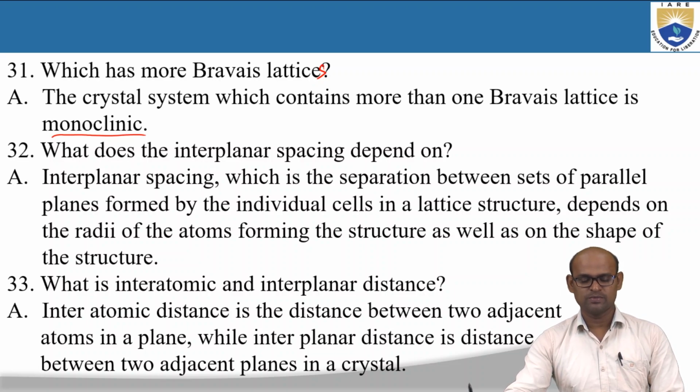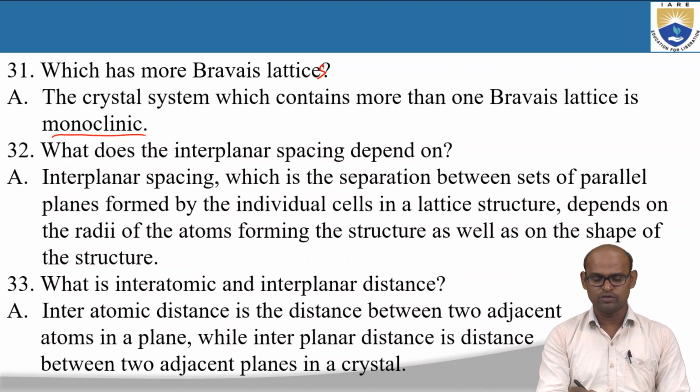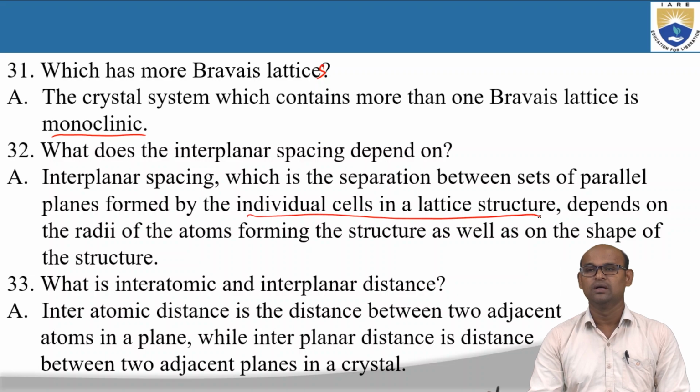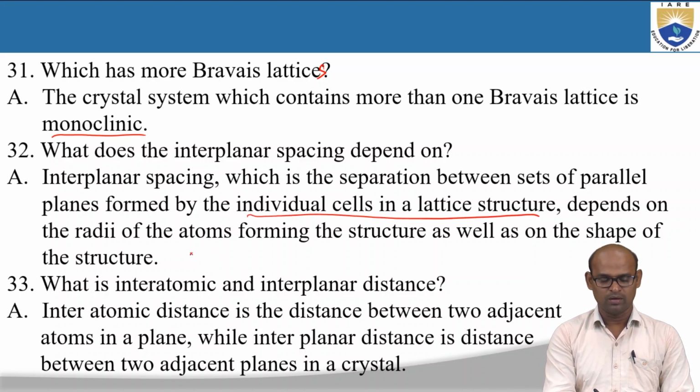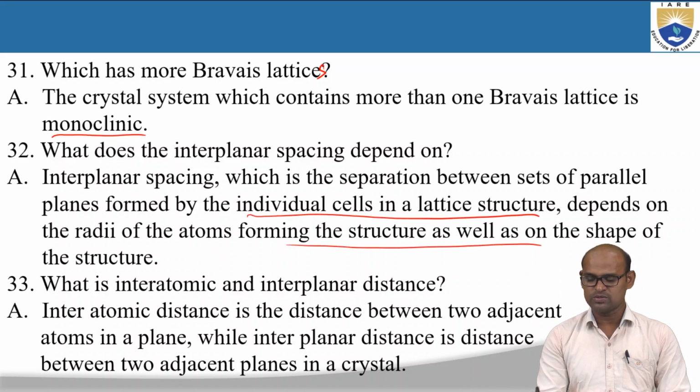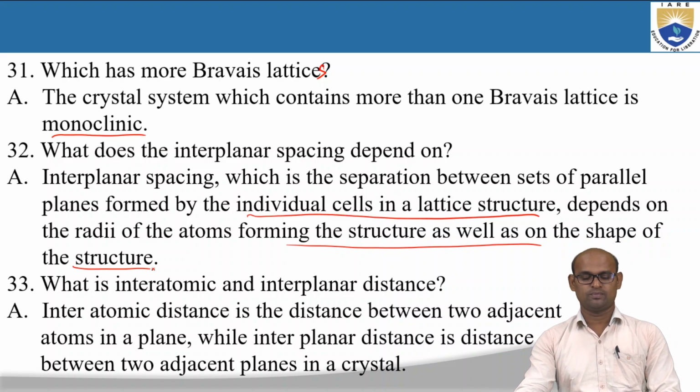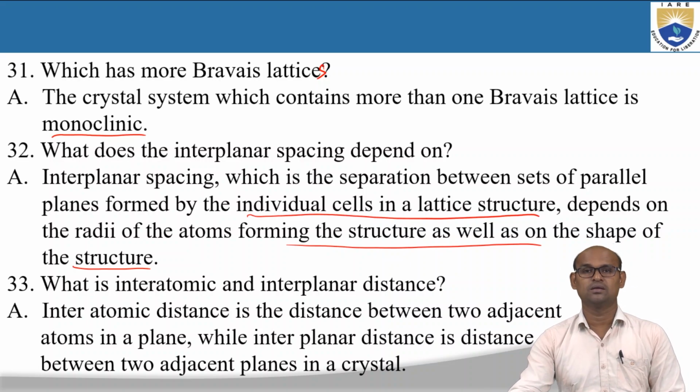What does the interplanar spacing depend on? Interplanar spacing, which is the separation between a set of parallel planes formed by the individual cells in a lattice structure, depends on the radii of the atoms forming the structure as well as the shape of the structure. That is, interplanar spacing depends on planes as well as radii of atoms.